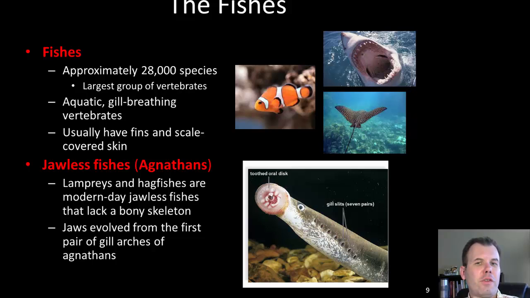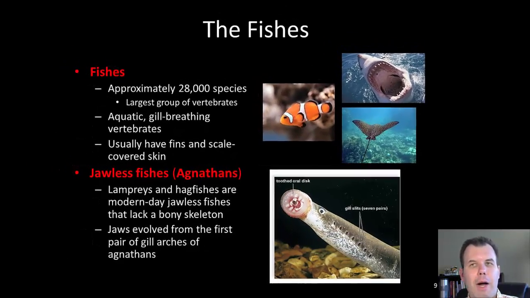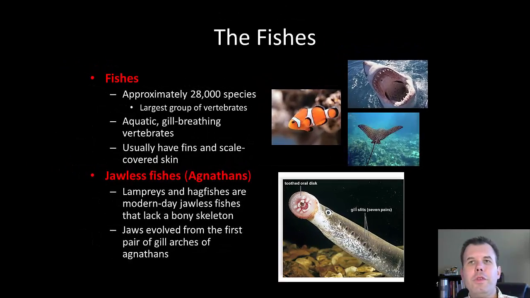And so these are a special type of fish because they don't really have jaws. These are the first fish. And these are called the agnathans because they're missing their mouth, okay? Missing their jaw.